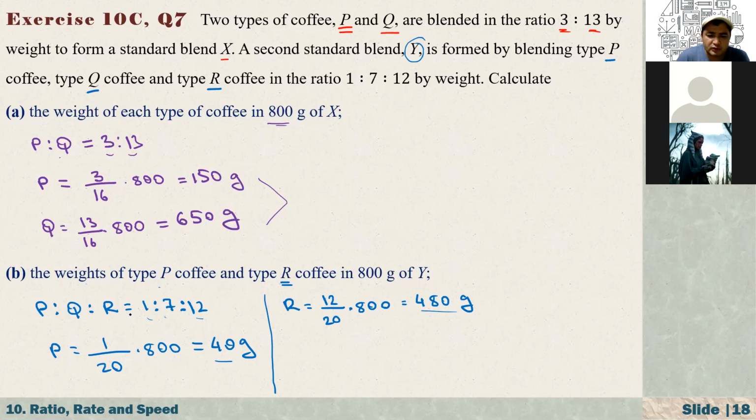We didn't say anything about Q, so I can also write it here. What is Q? Q is 7 over 20 times 800. That is 40 times 7, which is 280 grams of type Q.